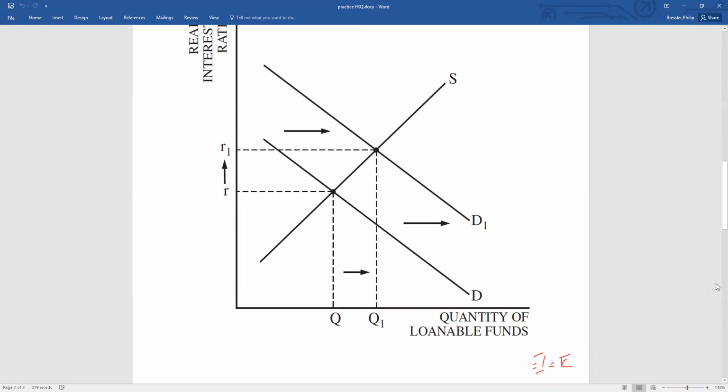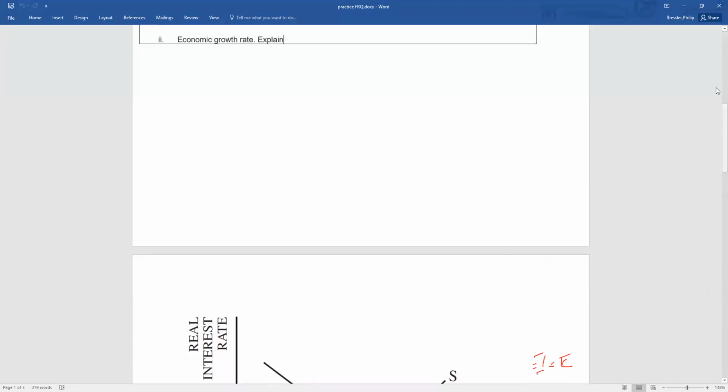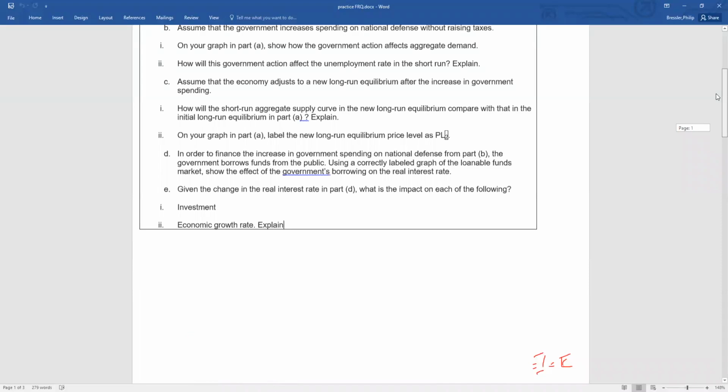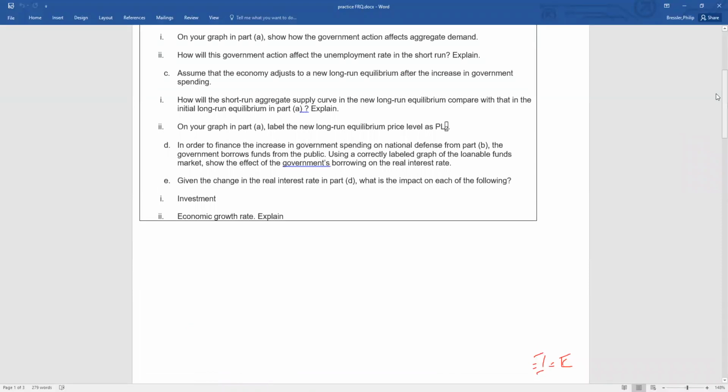I now notice interest rates go up. Given the change in real interest rates, well, if interest rates go up, I know investment goes down. So I could say investment will go down. I know if investment goes down, capital stock decreases, economic growth slows. So I'd say economic growth slows due to a decrease in capital stock. And there you have the free response.